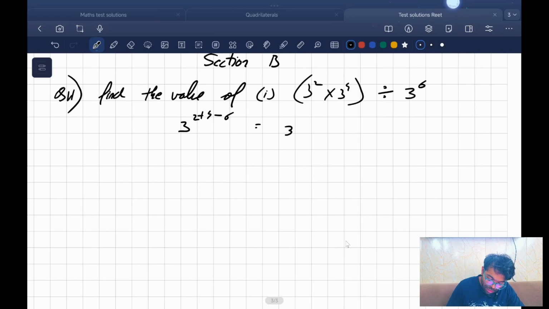इज इक्वल टू 3 to the power of 2 plus 4 minus 6. 6 minus 6 is 0. 3 to the power 0 आया क्या तुम्हारा? सही है. इज इक्वल टू क्या हो जाएगा? 1. वेरी गुड. अगला बी.